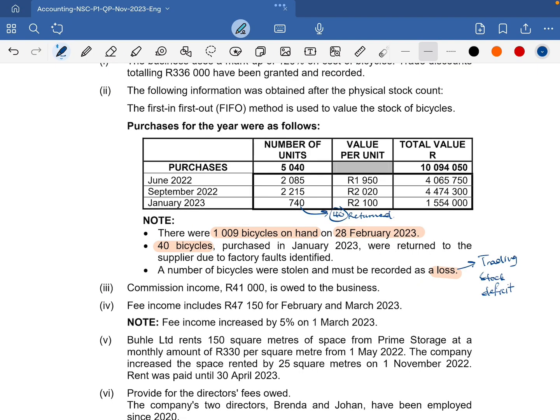Then now looking at the information on our note and using the FIFO method, we know that we had 1009 bicycles at the end. So using the FIFO method, from the 740, we know that the 1009 is comprised of the 740 that was bought in Jan, but remember that we need to subtract the 40, therefore we only have 700. And then the second part that will make up the 1009 is 1009 minus the 700 that we have, which is 309. Now the 309 units will come from the September units.